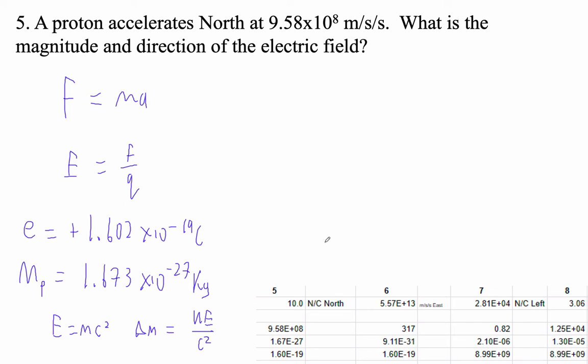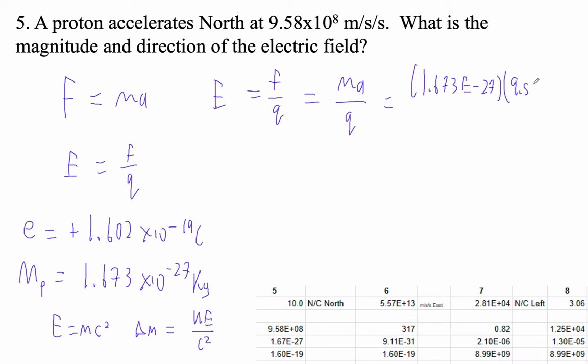So, all right, let's take a look at this guy. Proton accelerates north. What is the magnitude and direction of the electric field? So the electric field is going to be force over q. Force is ma. So now we can just plug in numbers, right? So 1.673 times 10 to the minus 27. Acceleration is 9.58, right? The charge is 1.602.